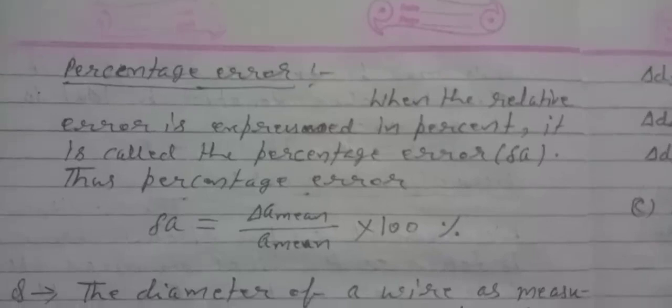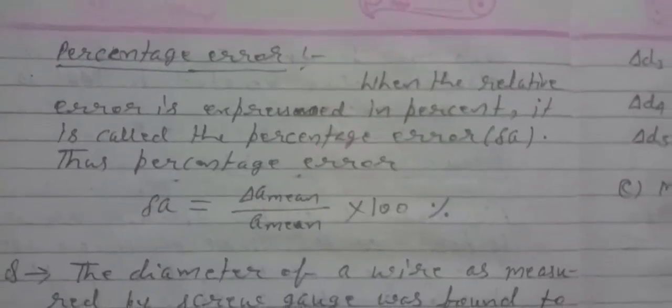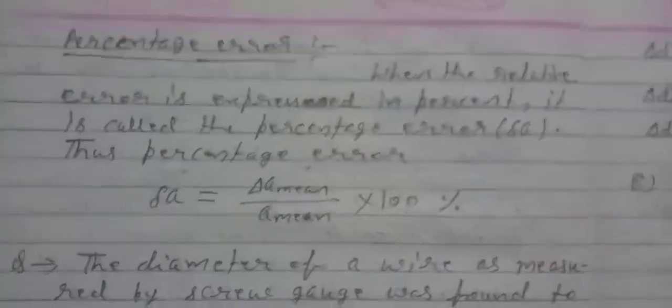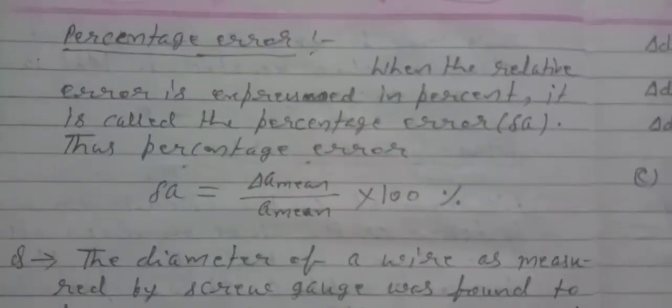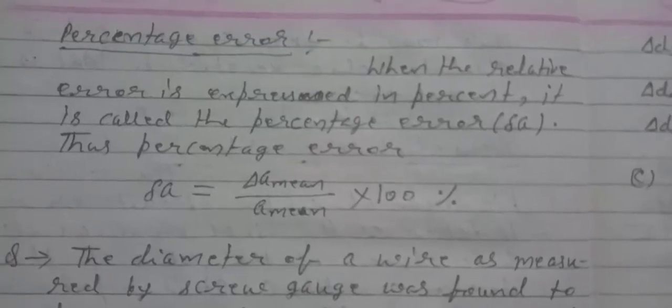Percentage error. When the relative error is expressed in percent, it is called the percentage error. Thus, percentage error ΔA equals ΔA mean by A mean into 100%.